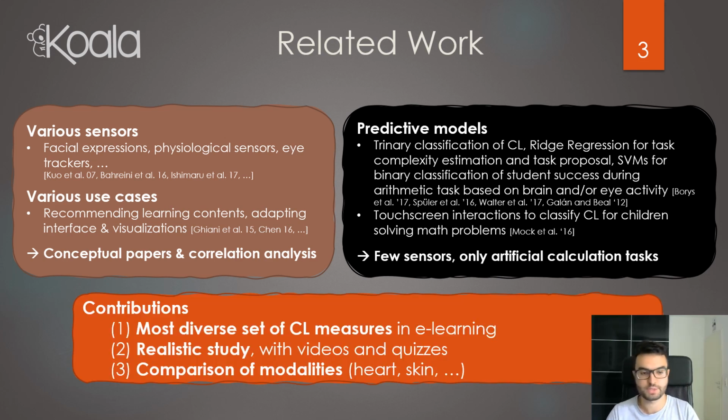So what we propose instead is to have a more diverse set of cognitive load measures, but also a more realistic study where people really learn with videos and quizzes, as is common in the e-learning setting. And then we want to try to also investigate which modalities, so heart features or skin features or eye features, tend to work better than others.